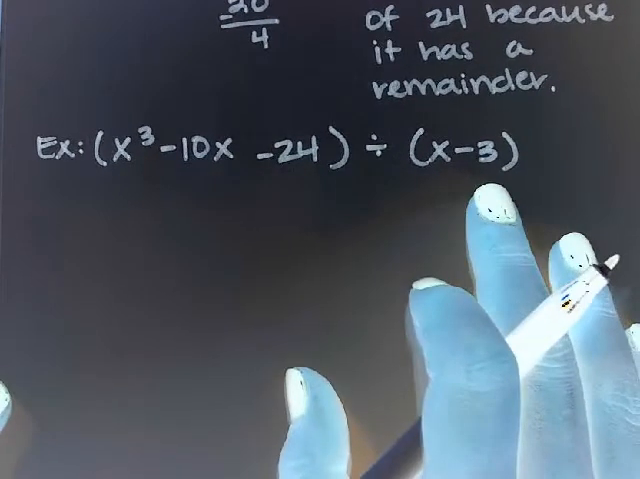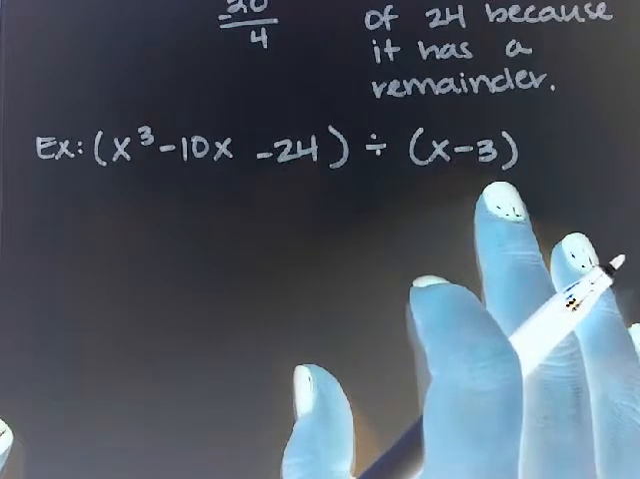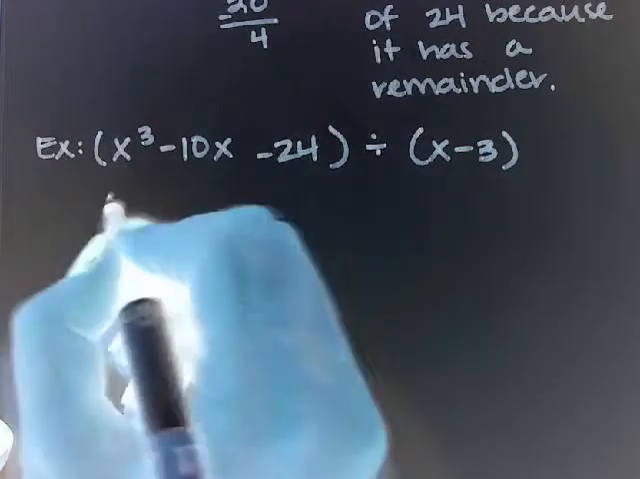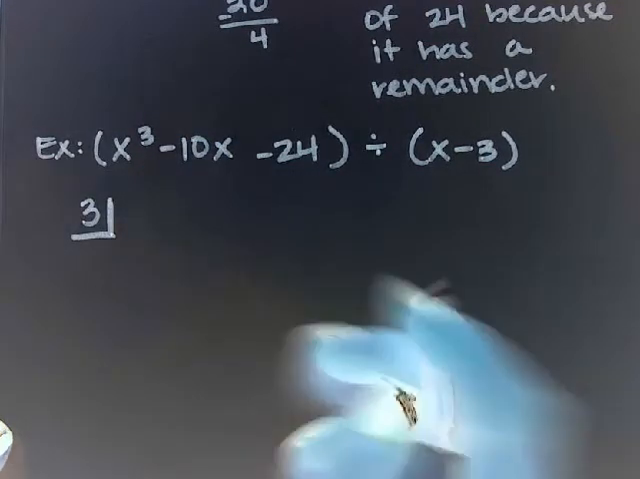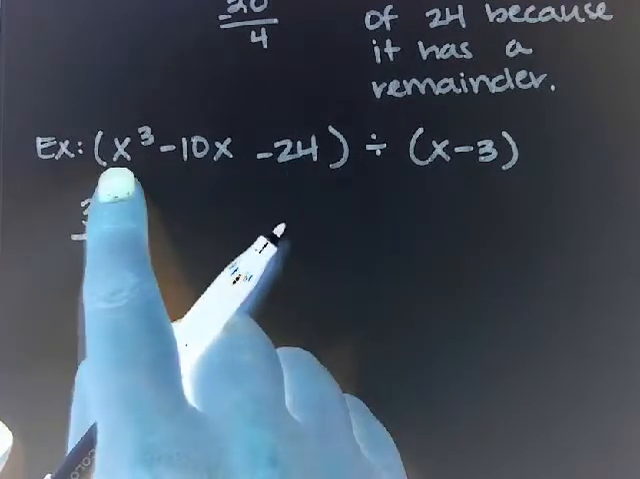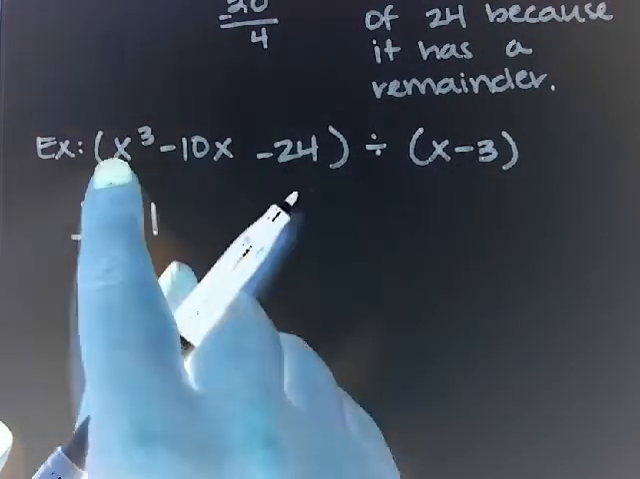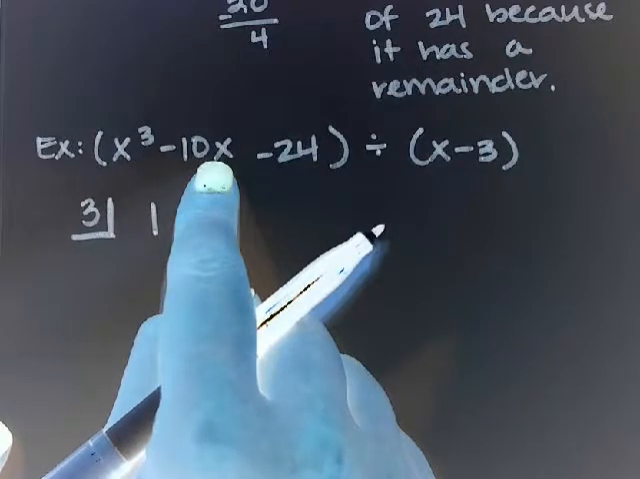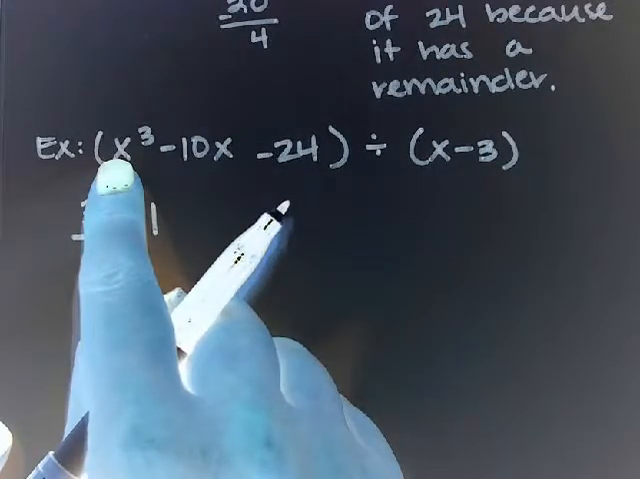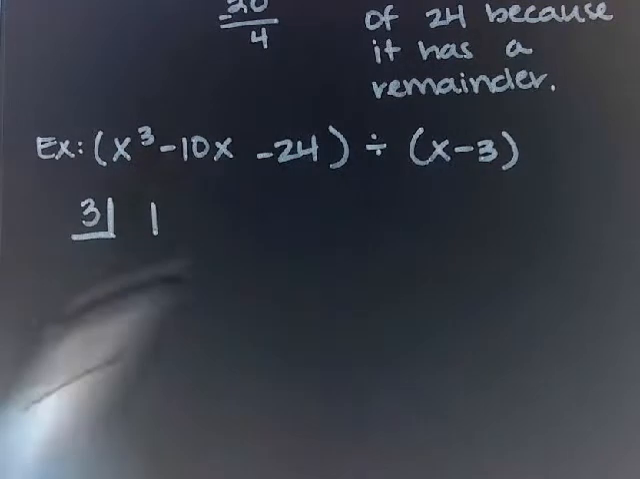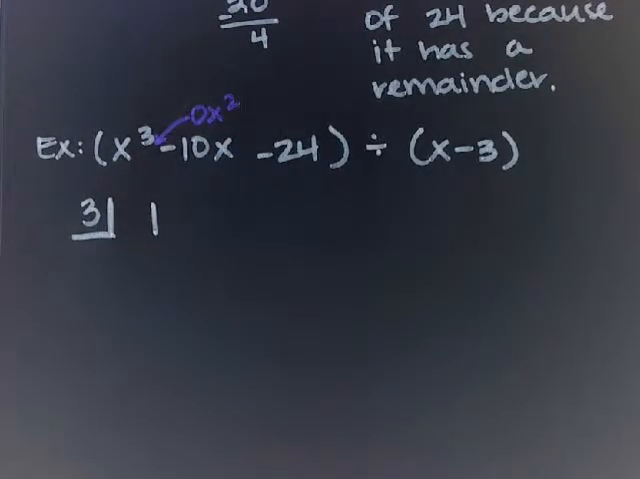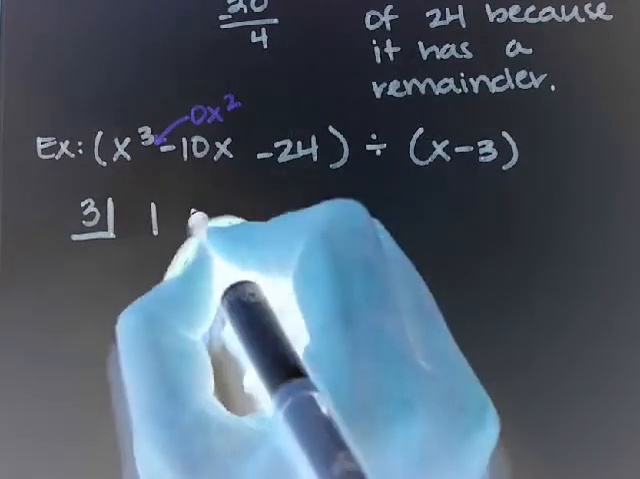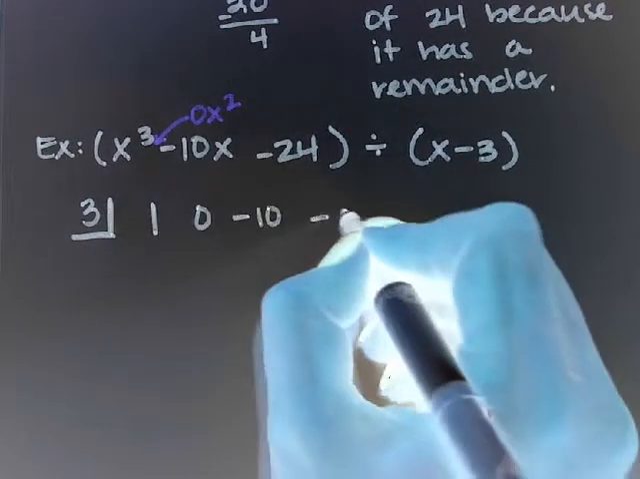If I do synthetic division on this problem, how do I set it up? I have to choose a number that goes in the little box, 3. And then what numbers do I write next? Do I go straight from 1 to negative 10? Yeah, so I have an x to the third, and then I have an x, and I skip the x squared, which means that right here I have to think about having a 0x squared because I skipped it. So I've got 1, then 0, then negative 10, then negative 24.